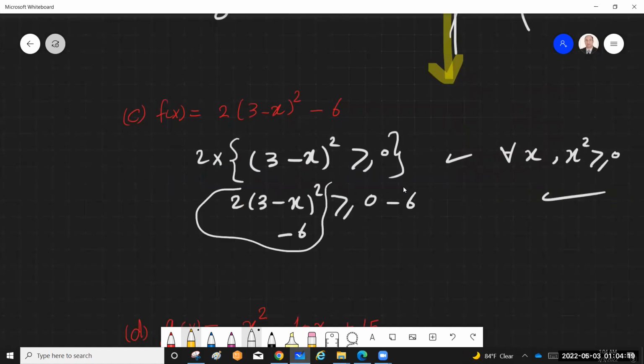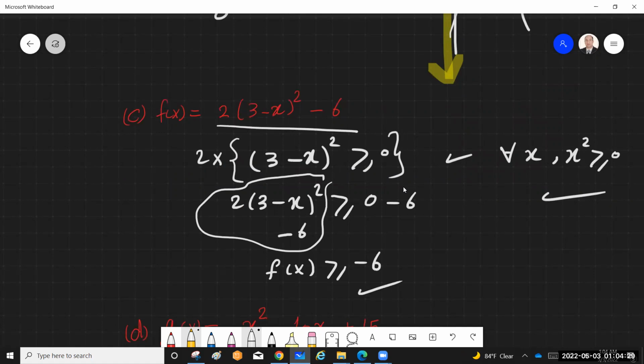Now this is a function. Yes? 2 times (3 minus x) all squared minus 6. Now I have the function f of x bigger than or equal to negative 6. This is the range. So the range is f of x bigger than or equal to negative 6, which means negative 6 and infinity.